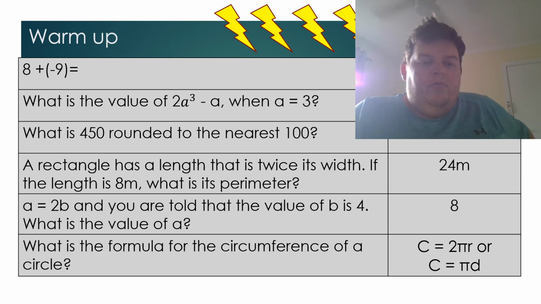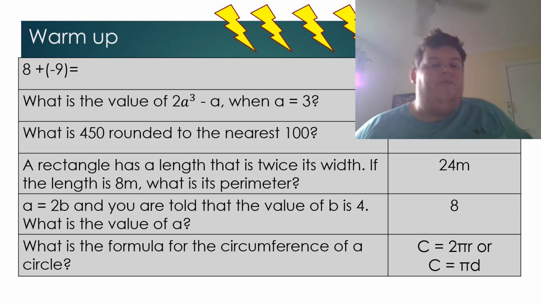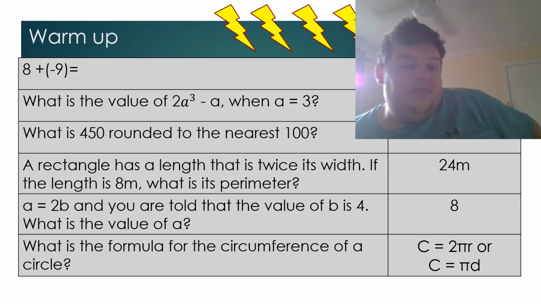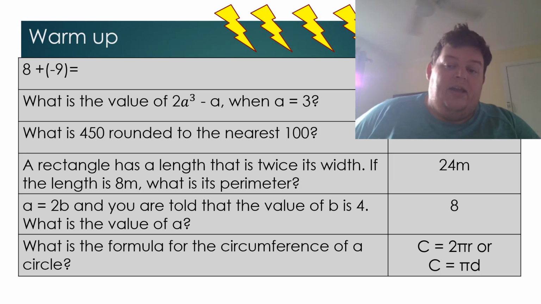A rectangle has a length that is twice its width. If the length is 8 meters, what is the perimeter? So if the length is twice its width and the length is 8, the width has to be 4. Find the perimeter. It's 4 plus 4 plus 8 plus 8, which is 24.